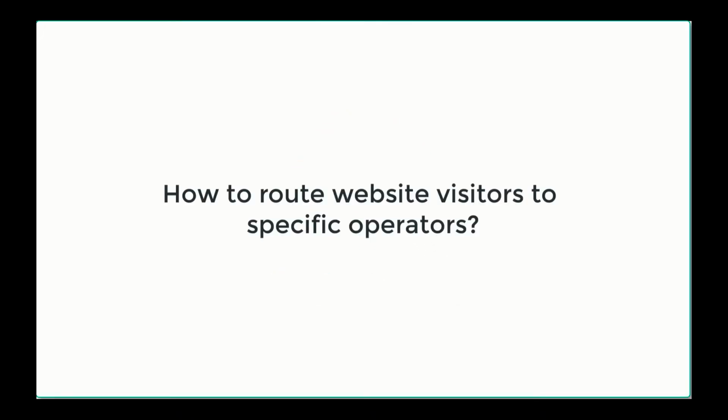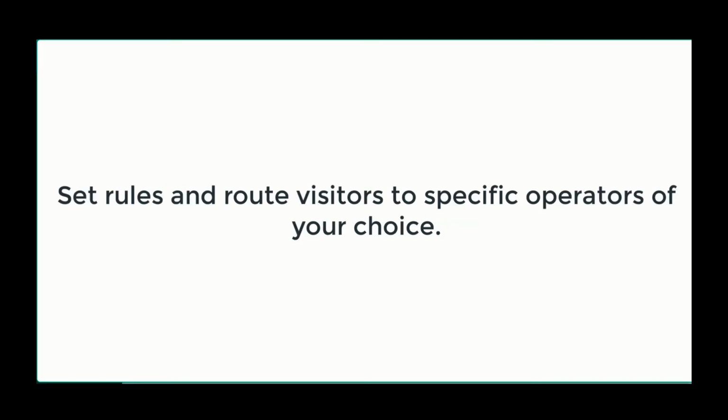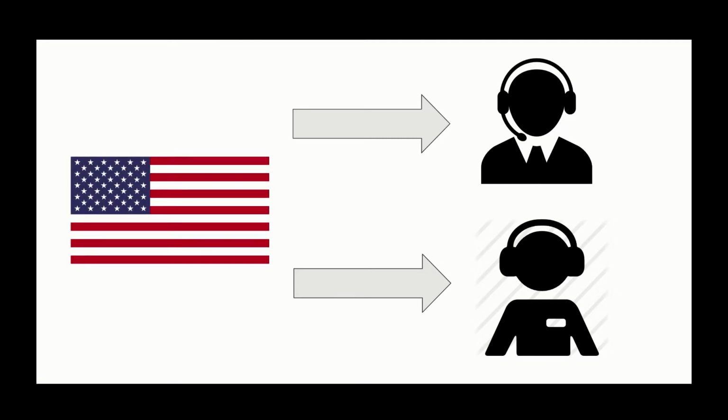This video will talk about how to route visitors to specific operators in Zoho Sales IQ. The visitor routing feature lets you set specific filters for your visitors and route them to different agents by setting rules. For example, if a majority of your customers are from the United States and you want to assign 2 specific agents to that country, you can set a filter so that all visitors from the United States will be routed only to those 2 agents.